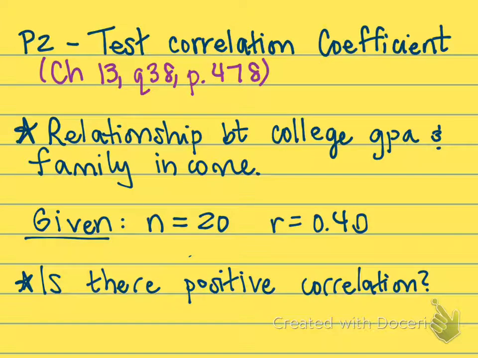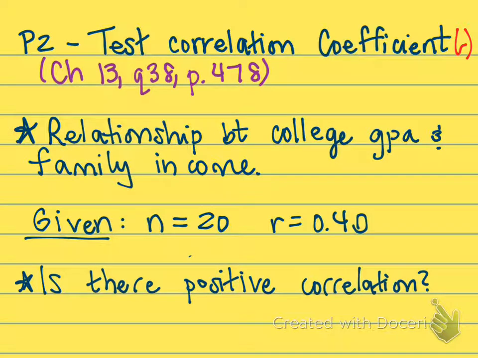All right, so I'm going to work now a second problem where we're given our R and we're asked to determine if there is a positive correlation or not. So this is the kind of second quarter of the chapter where it talks about testing your correlation coefficient, which, remember, the correlation coefficient is R. So this is from chapter 13, question number 38 on page 478.